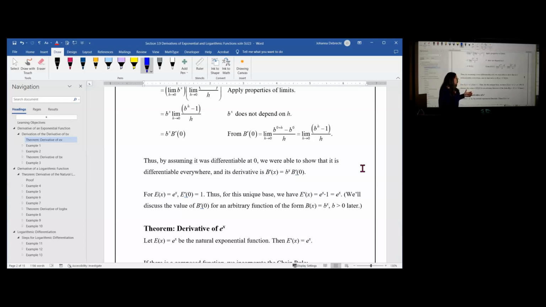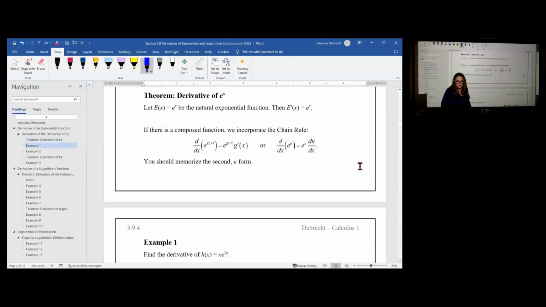For our particular function, e to the x, we know that the derivative at 0 is 1 by definition. Because of that, for this formula, we have b to the x times the derivative at 0, which is 1, and we get e to the x times 1, which is e to the x. We'll discuss what that derivative at 0 becomes for a base other than e in just a few minutes.